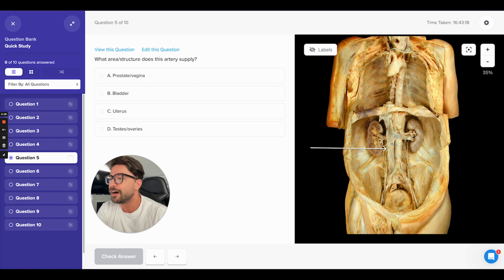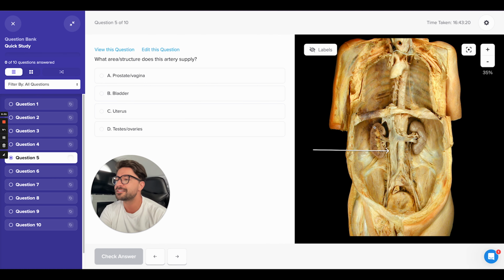So the question for this image is asking, what area or structure does this artery supply? And of course, our options are prostate and vagina, bladder, uterus, and testes and ovaries.